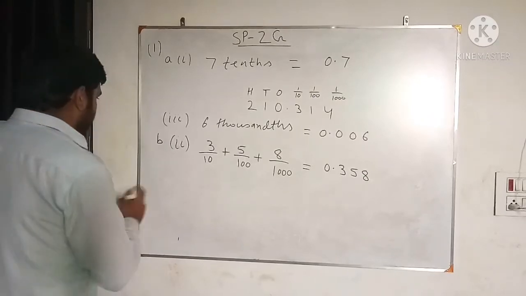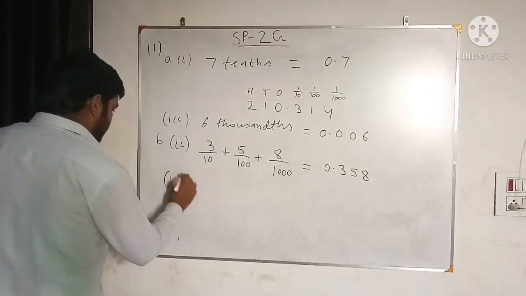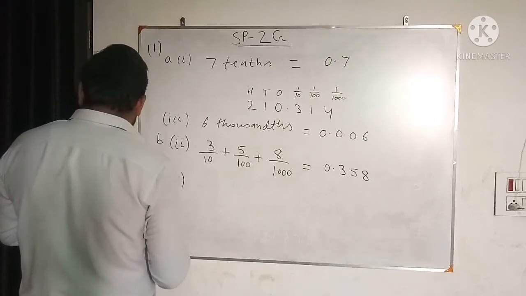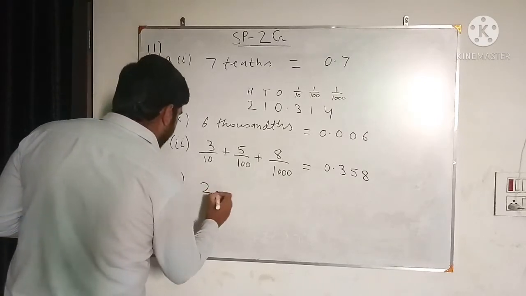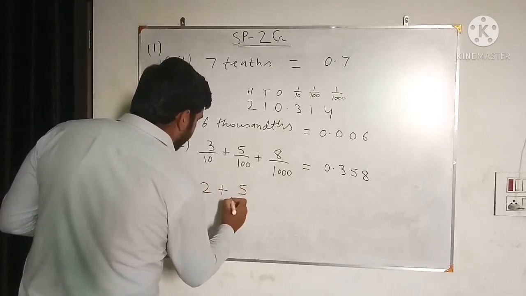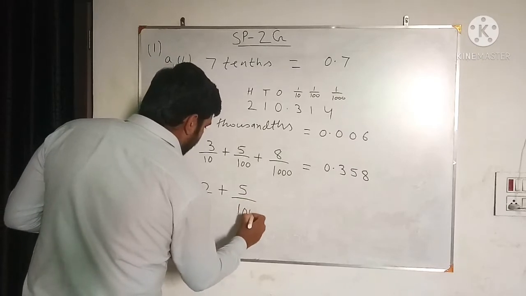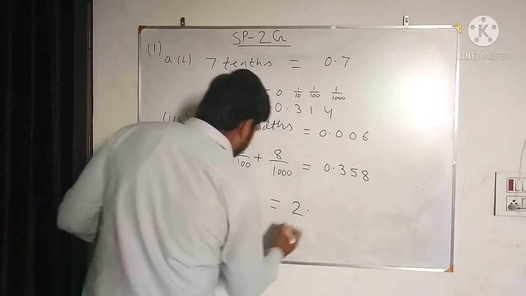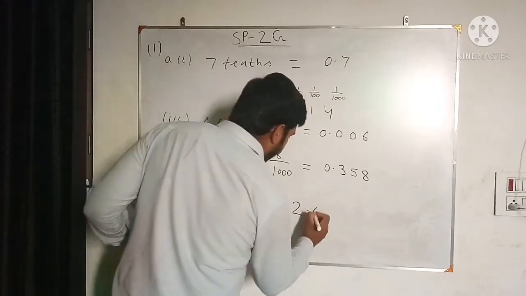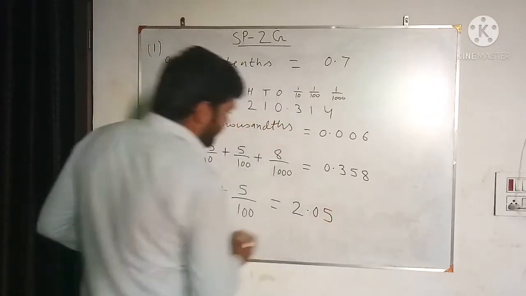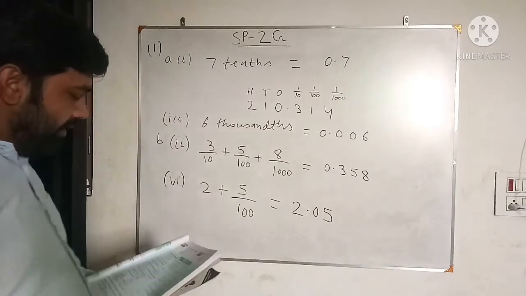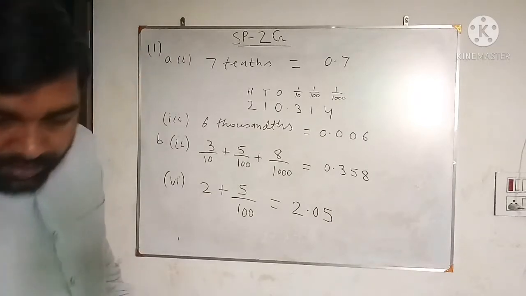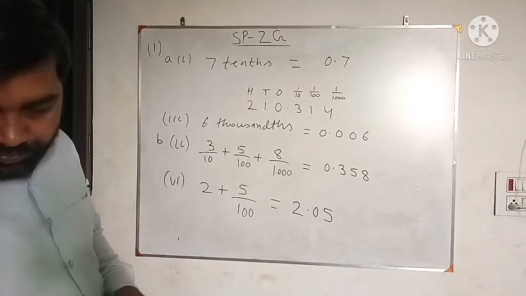Now we write B6, 2 plus 5 by 100. So how do you write this? 2, hundredth place, 05. 2.05. Like this we write. Okay. Now I move to the question number 2.